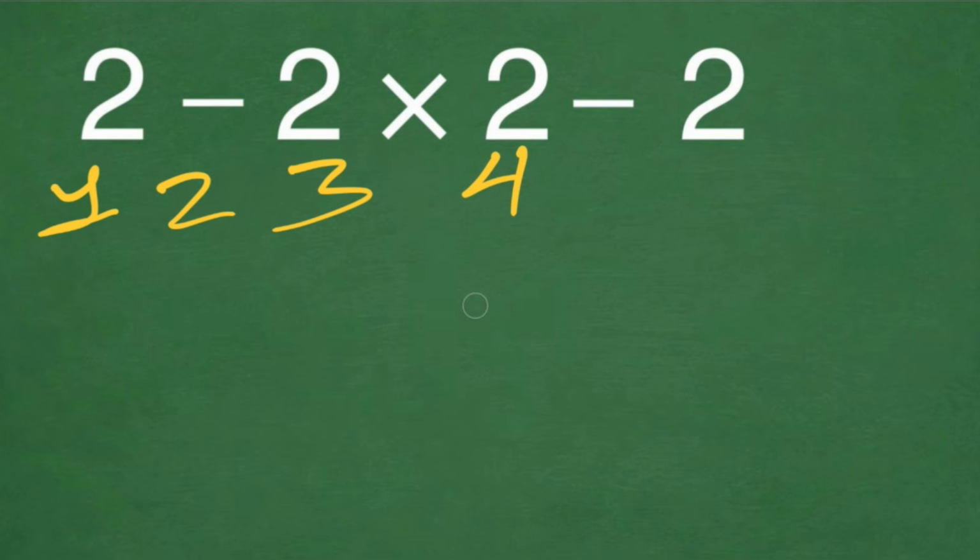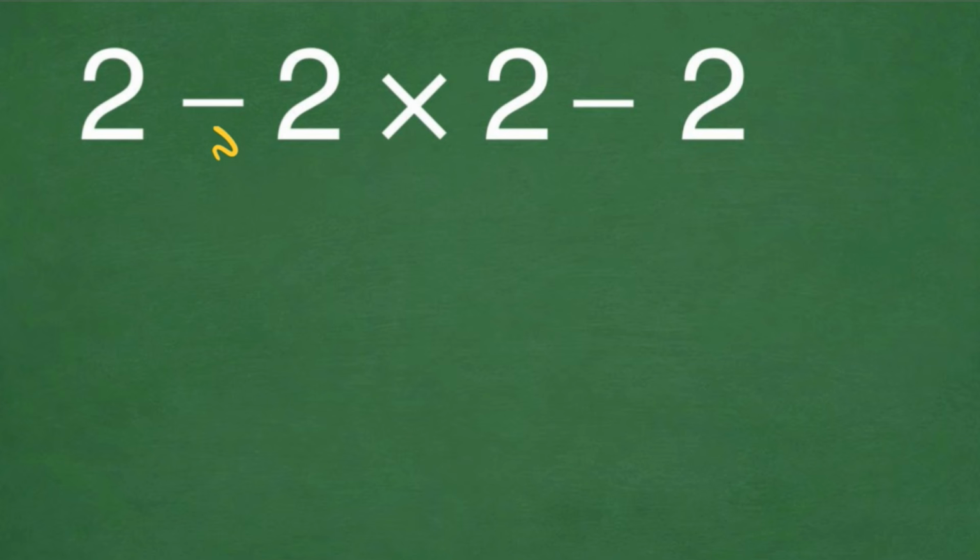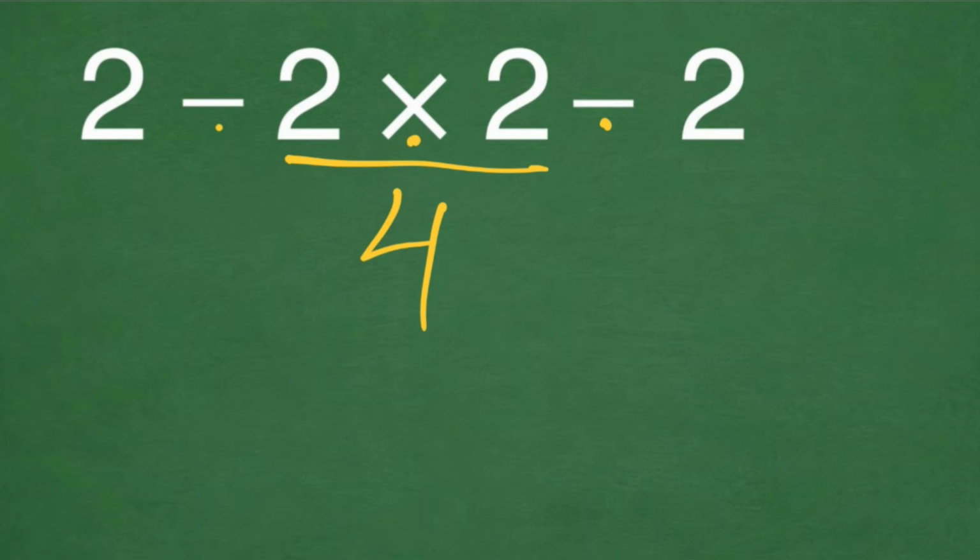So that is the idea. So let's go back into our problem. In our problem, we have one subtraction, one multiplication, and another subtraction. So which one to do first? Of course, the multiplication, right? So 2 times 2 gives us 4. And the problem becomes 2 minus 4 minus 2.